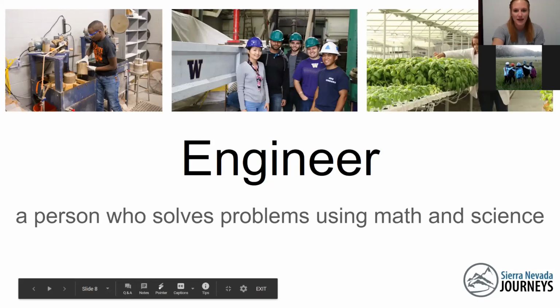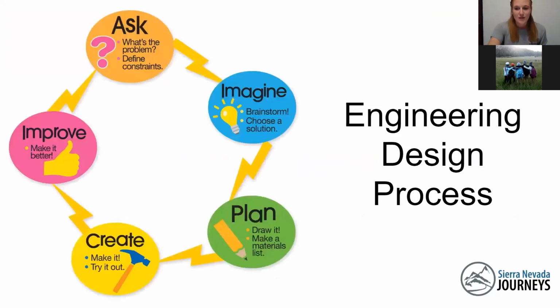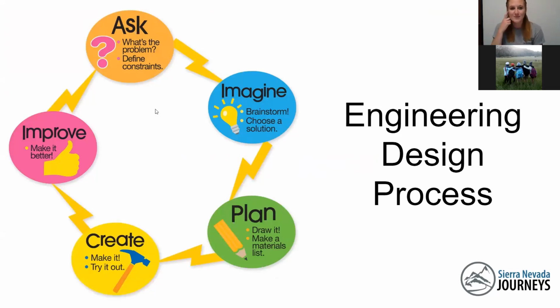I'm so happy that I have so many wonderful engineers again today, because I need some help solving my problem. To help us do that, we're going to be using the engineering design process again. It's going to help us solve our problem today. We start with the first bubble up here that says ask. That's when we remember what our problem is and we define our constraints. And remember, those constraints are the small little details that we have to remember while we solve our problem.